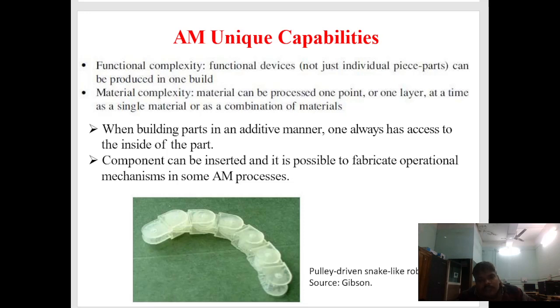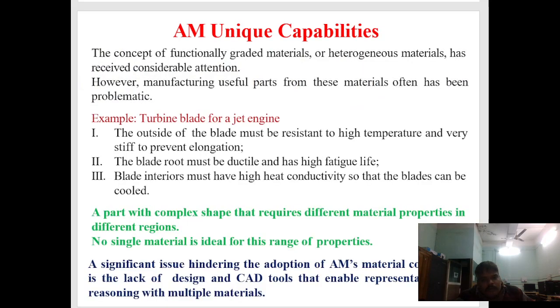Material complexity: material can be processed one point or one layer at a time, as a single material or as a combination of materials. When building parts in an additive manner, one always has access to the inside of the part. Components can be inserted and it is possible to fabricate operational mechanisms in some AM processes. Pulley driven snake-like robot, source is Gibson.